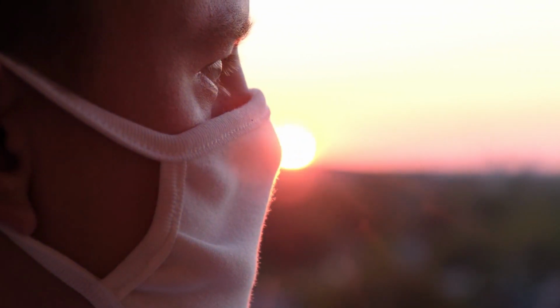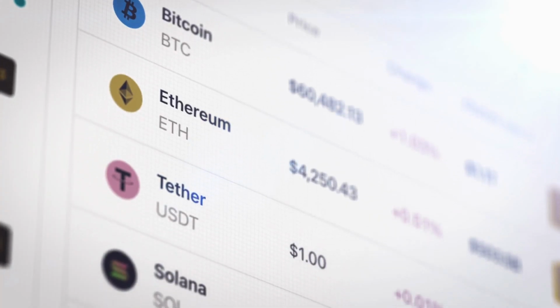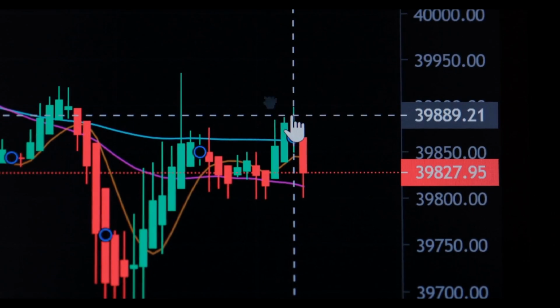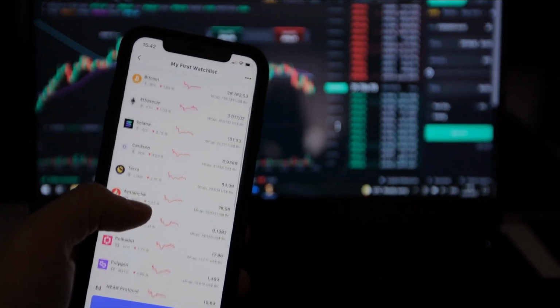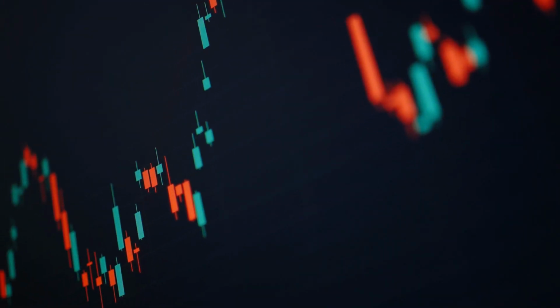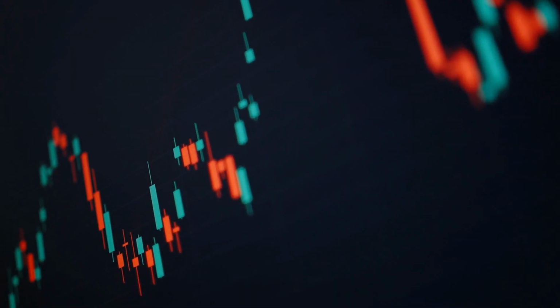Since the pandemic bottom 26 months ago, cryptocurrencies have run complete circles around the stock market. Even with the value of the crypto market declining nearly 60% from its all-time high, the aggregate value of digital currencies has soared more than $1.1 trillion, or 806% since hitting its pandemic valuation bottom.